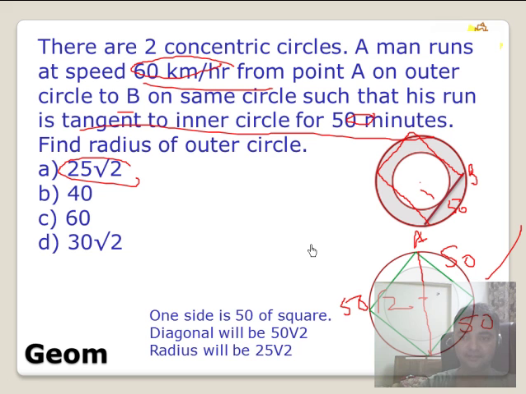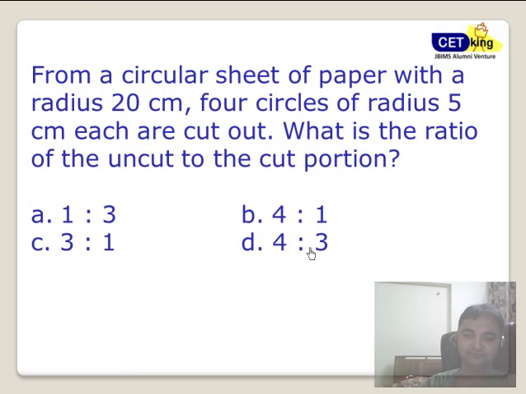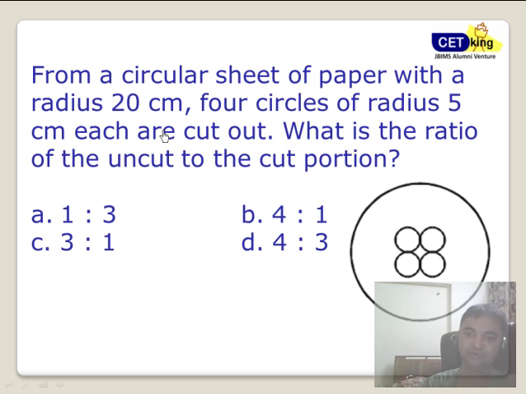Fine. So these are the kind of shortcuts which I want you to inculcate in yourself. Again, a very good question. A circular sheet of radius 20 is cut. 4 concentric circles of radius 5 centimeter each are cut out. Find the ratio of the cut to uncut. Now a diagram should look like this.